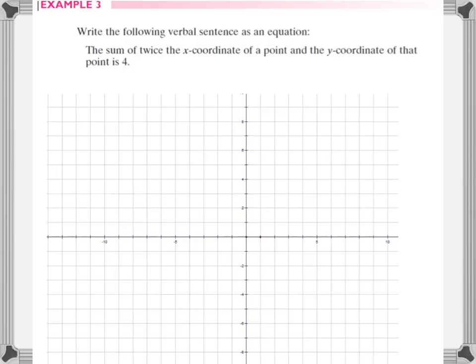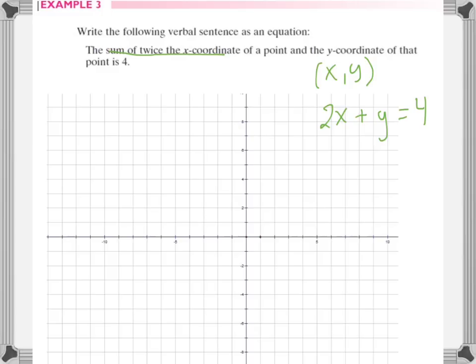Okay, so here's another thing that you might be asked to do. Write the following verbal sentence as an equation. The sum of twice the x-coordinate of a point and the y-coordinate of that point is 4. So if I look at an xy coordinate, the sum of twice the x-coordinate and the y-coordinate is 4. Okay, so here's my equation, 2x plus y equals 4.